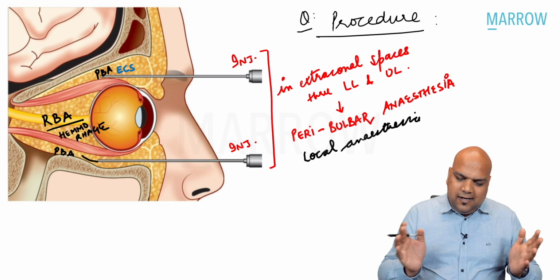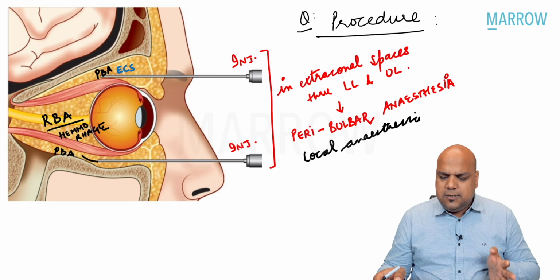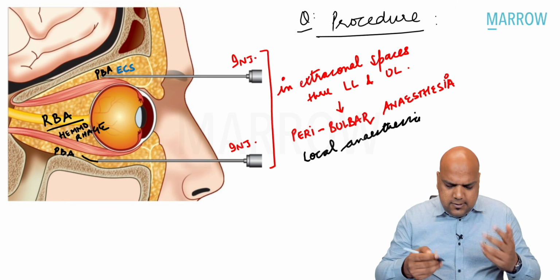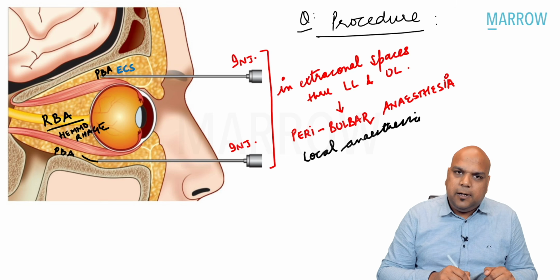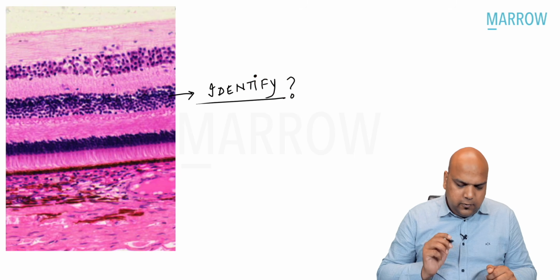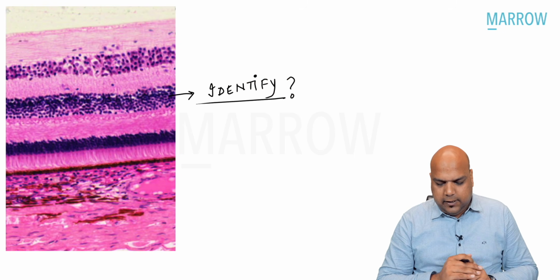Am I clear? I think that's all. This is local anesthesia given before surgeries like cataract surgery, even though cataract surgeries nowadays can be done in topical anesthesia also. Moving on. Okay, identify. But what is this?